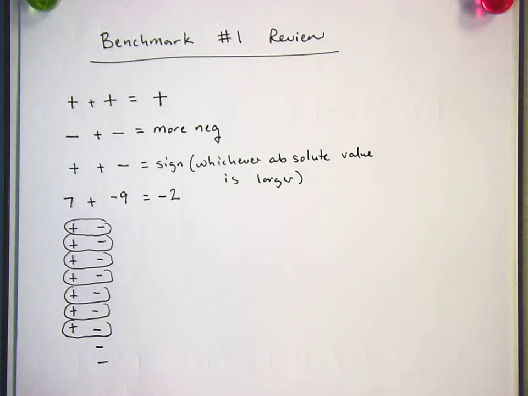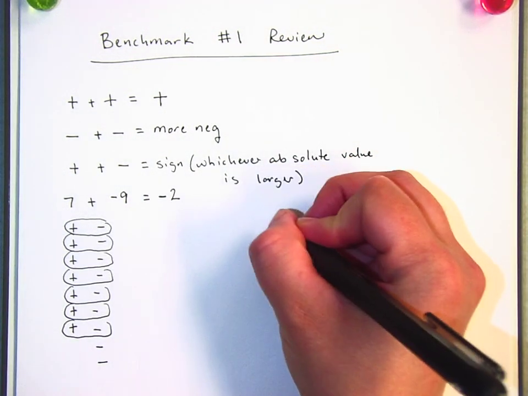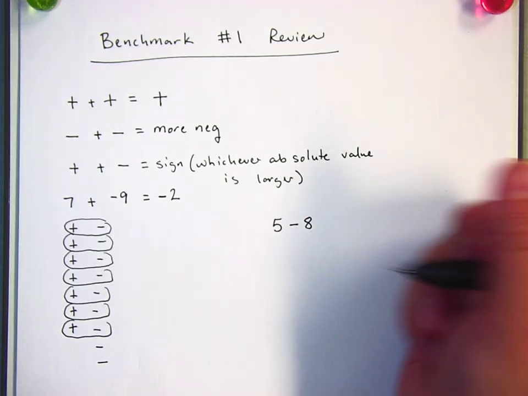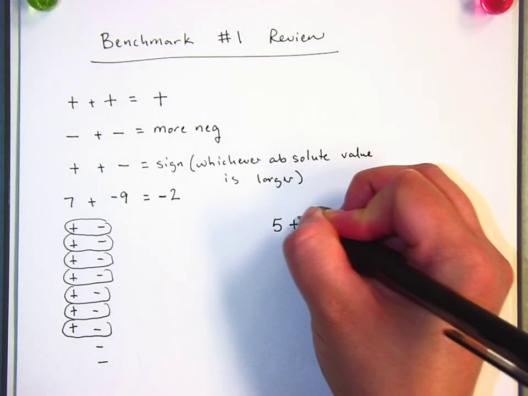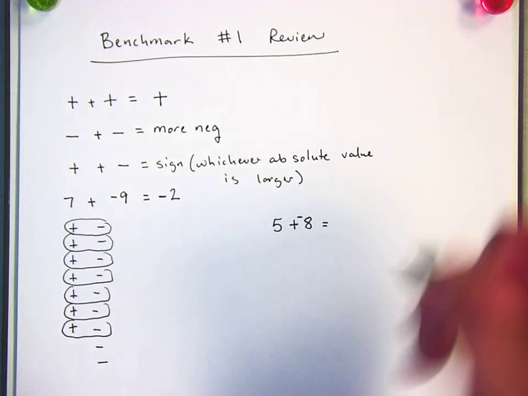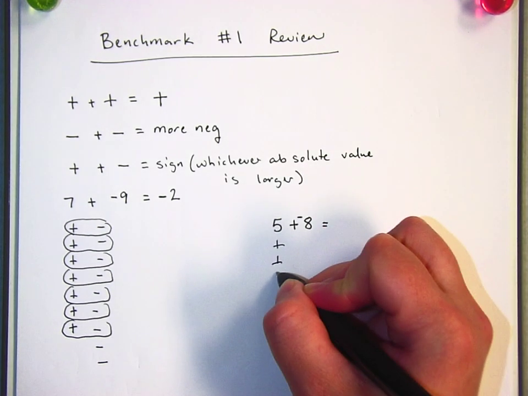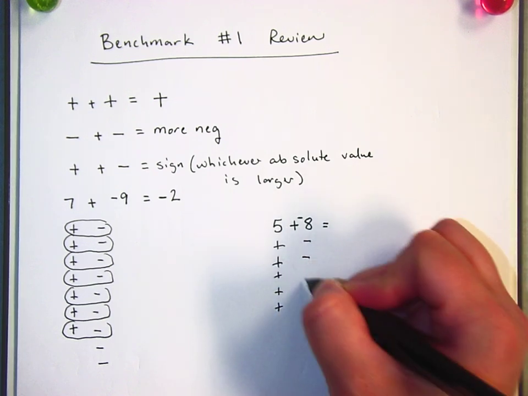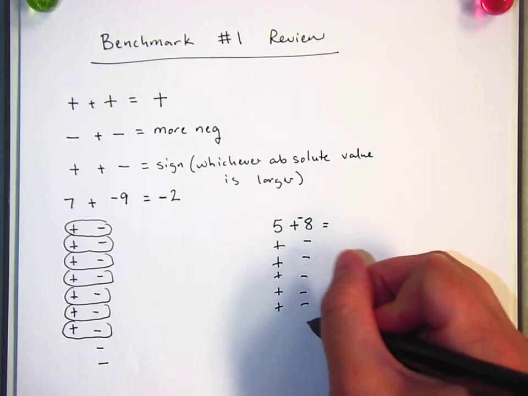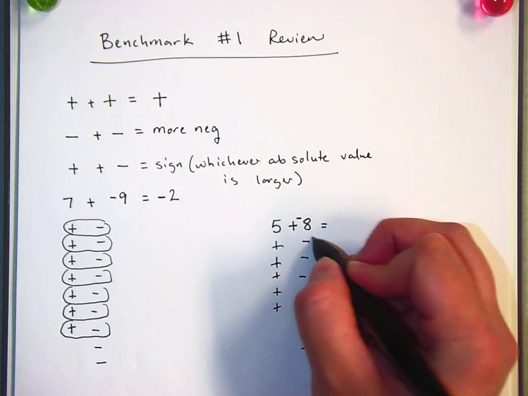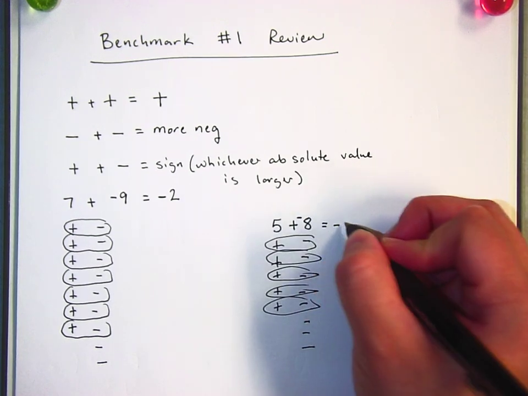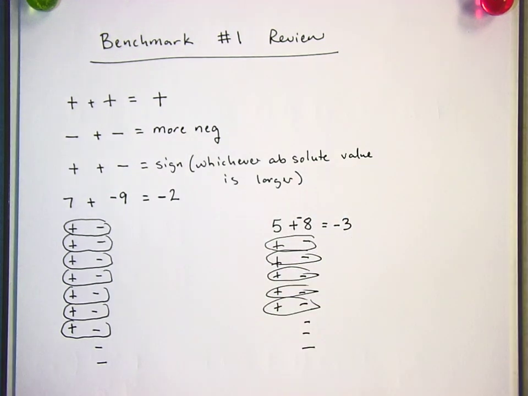Subtraction is just like addition. So let's say we had something like 5 minus 8. You can always change that minus into plus a negative, which makes it 5 positives, 8 negatives. 5 of them cancel out. So in this case, you have a negative 3.